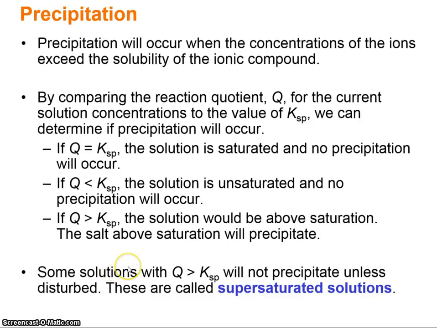All right, precipitation. We said it occurs when Q is compared to K, and we can call that saturated or not saturated. So if Q is equal to K, it's saturated, no precipitation occurs. If Q is less than K, the solution is unsaturated, no precipitation occurs. If Q is bigger than K, I've got more products than I should have. The system is going to move to relieve that stress. It's going to precipitate until the concentration drops. Some solutions with Q bigger than K will not precipitate because they are supersaturated solutions.